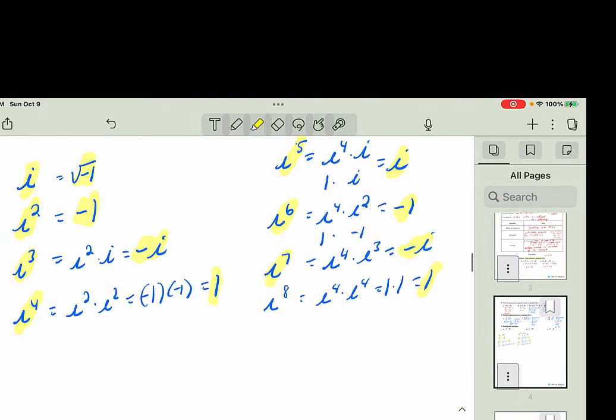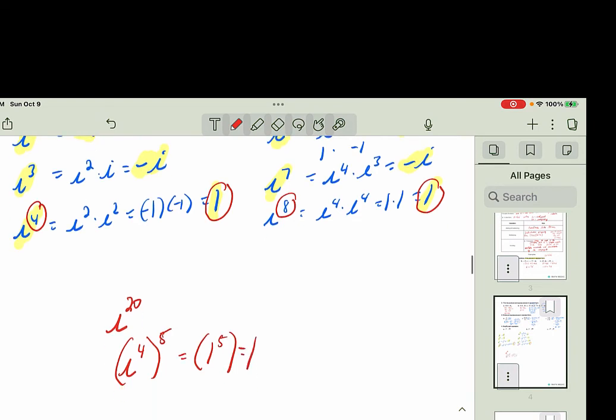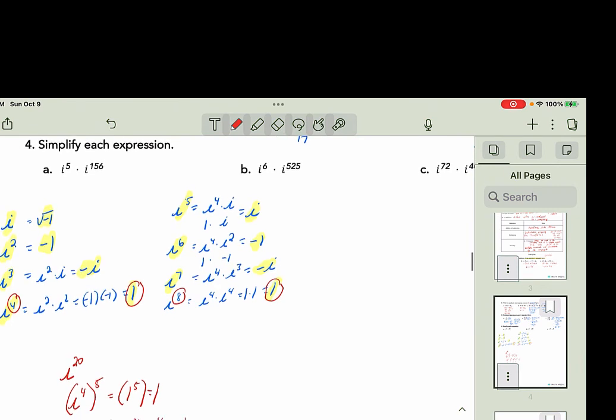Now, one thing to observe is that if my exponent is divisible by 4, then my i to the 4th, my i to the 8th is equal to 1. And that works for anything. So for example, if I had i to the 20th, that's going to equal i to the 4th raised to the 5th, which equals 1 to the 5th, which equals 1. Or another way you could do it is i to the 4th times i to the 4th times i to the 4th times i to the 4th, which is just 1 times 1 times 1 times 1, which equals 1. So that's a pattern that you can really look at and use.